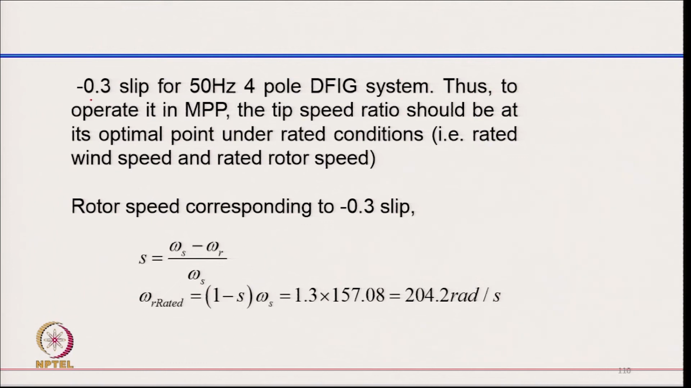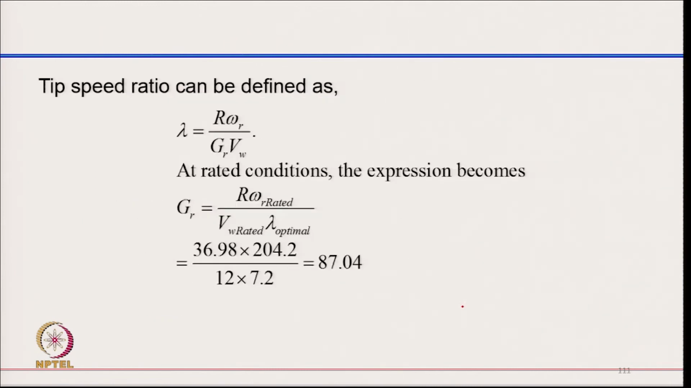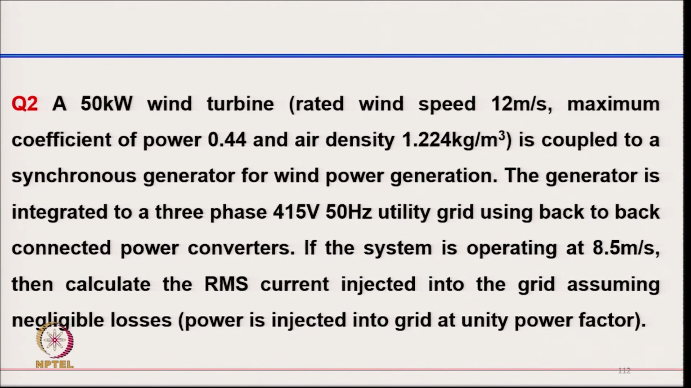And coming to the minus 0.3 slip for a 50 Hz 4 pole DFIG, to operate at MPPT the tip speed ratio should be optimum. So, from this slip relation we are able to get the rated speed, and we get the speed of the machine as 204.2 radian per second. The speed ratio can be calculated from the radius, the rotor speed, and the wind velocity and coefficient. So, putting in the values, the gear ratio comes to 87.04.